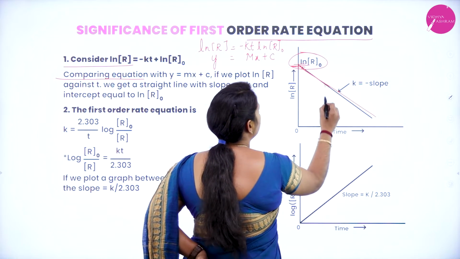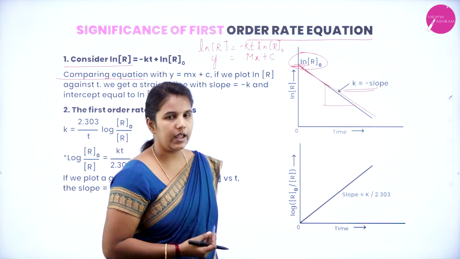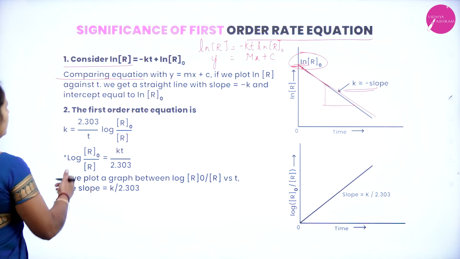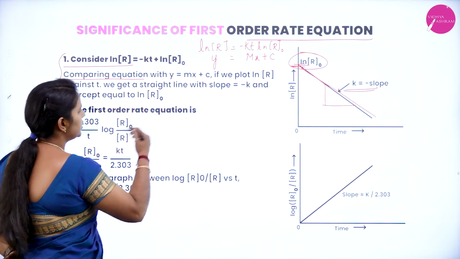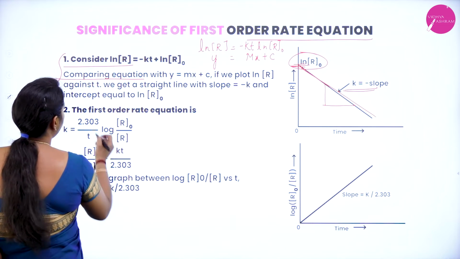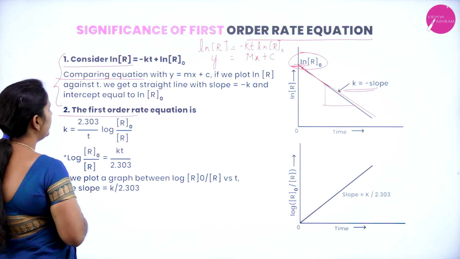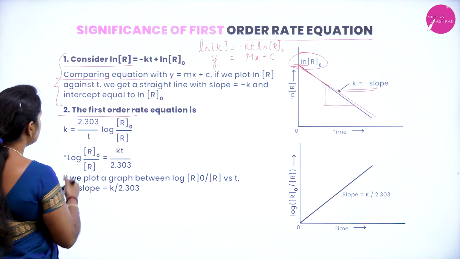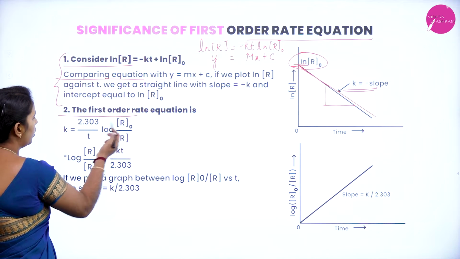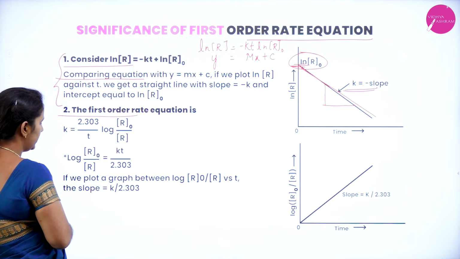Now, if you take out the slope for this, it shows the rate constant k, and you get a negative slope. This is how, by using the first order rate equation, you will get the negative values for the k. Now, directly I will consider the second condition, where the first order rate equation is written as k is equal to 2.303 divided by t into log of the concentration of the reactant at the initial state divided by the concentration of the reactant.